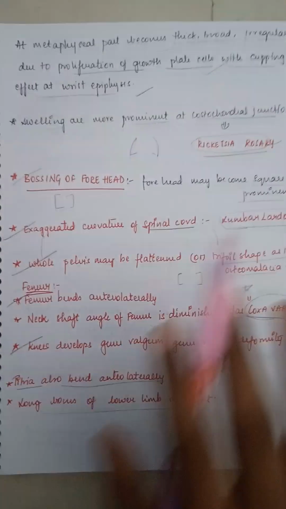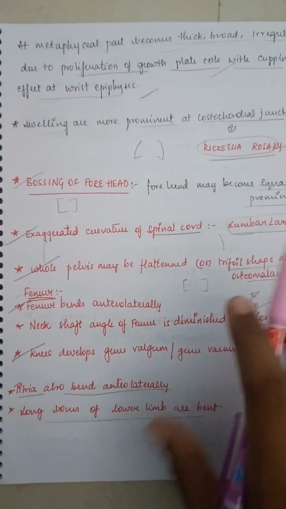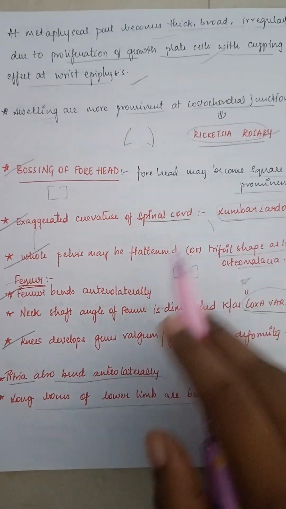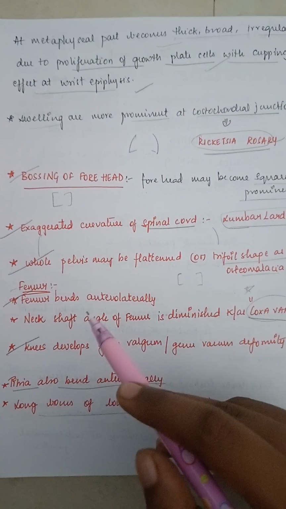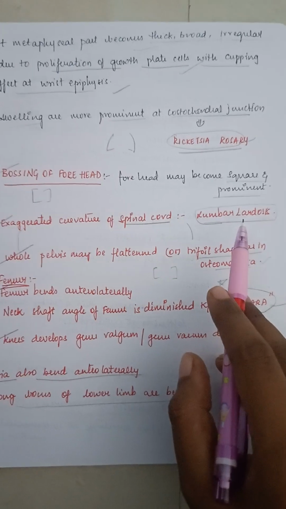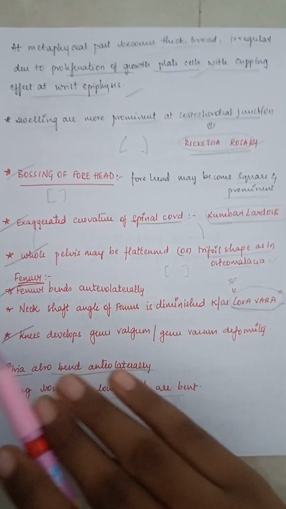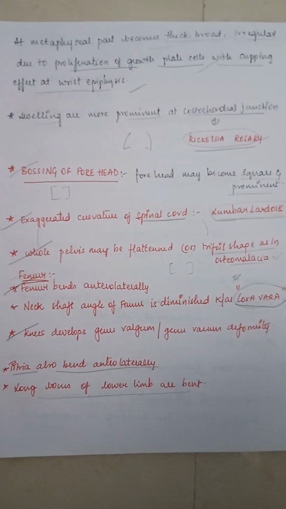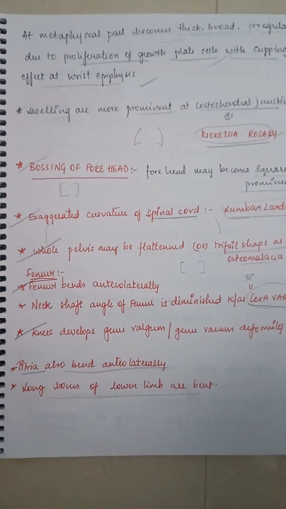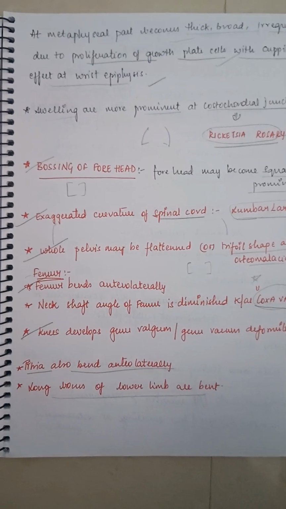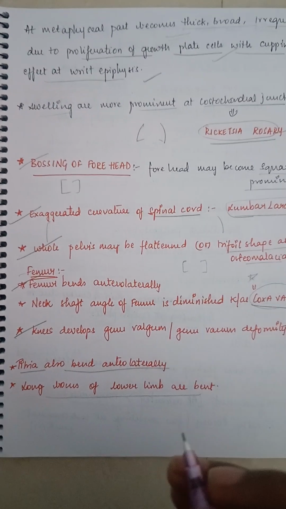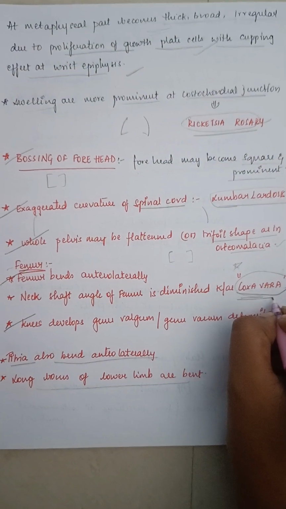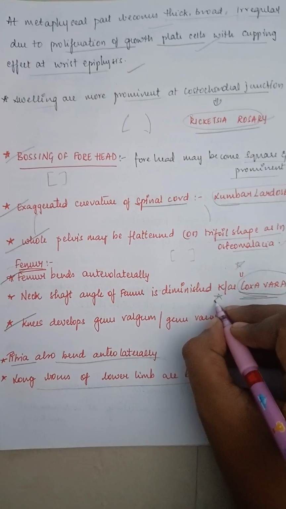Some of the other features are bossing of the forehead. The forehead usually becomes square and prominent. There is exaggerated curvature of the spine, known as lumbar lordosis. The pelvis is usually seen flattened, but in osteomalacia it is trefoil in shape. Next comes the femur, which is bent anterolaterally. The neck shaft angle of the femur is diminished, known as coxa vara, which is very, very important. Coxa vara is seen in rickets.